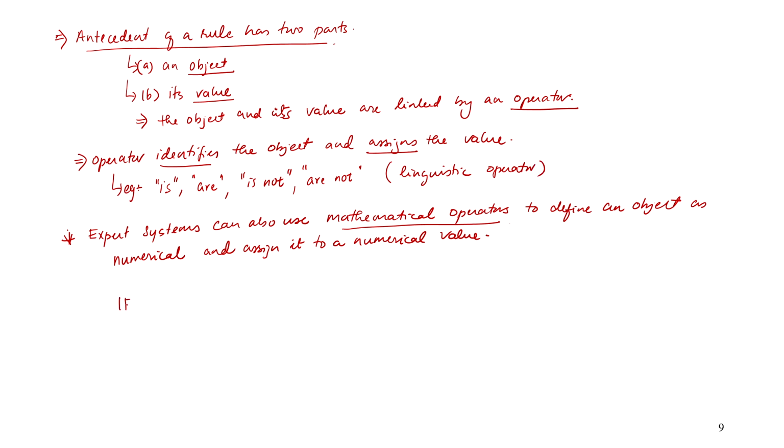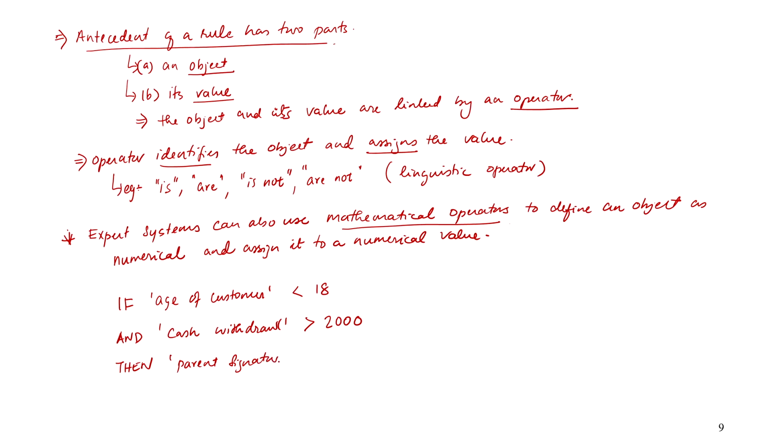An example is: if age of customer is less than 18, and cash withdrawal is greater than 2000, then parent signature is required. So, you can see these are the mathematical operators.